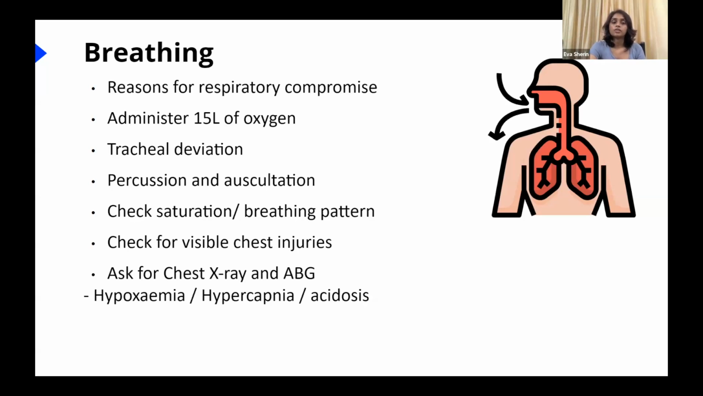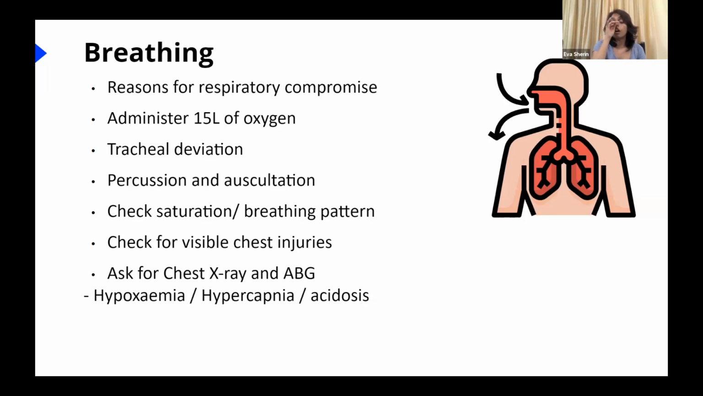Then quickly assess, check if there's any tracheal deviation. That gives you a clue if the patient has developed any spontaneous pneumothorax secondary to any procedure that you've done, or any other complications that can happen. Percuss and auscultate. Check what the saturation is, check what the breathing pattern is, check if there's equal chest expansion on both sides or reduced on one side. And like I said, check if there are any visible chest injuries. It might have been missed in the first instance. When a patient comes into ED, not everything is actually checked. The initial role is to stabilize the patient. They might not fully expose the patient and check on everything.